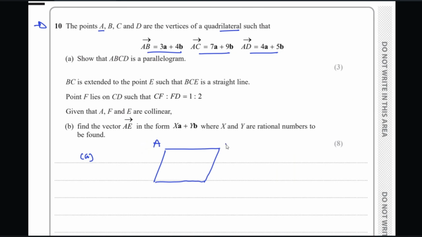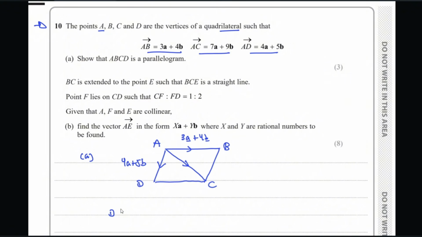So A, B, C, and D. So we know vector AB, that is 3a plus 4b. Vector AC, okay, that is different. That is 7a plus 9b. I'm not going to write that down over there. AD is 4a plus 5b. So what would vector DC look like?